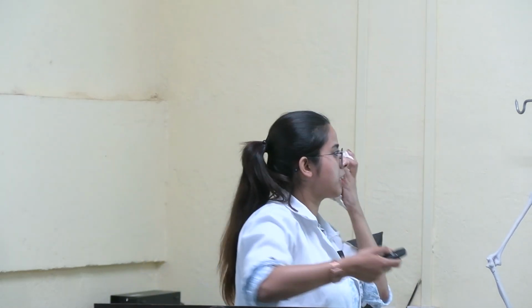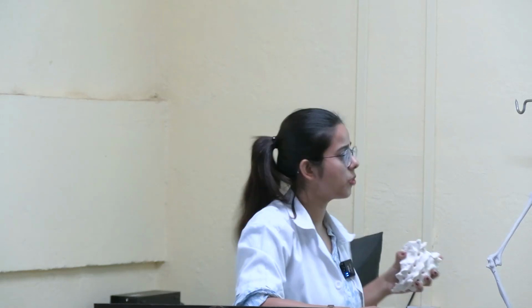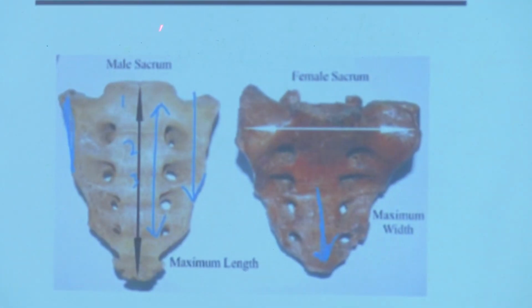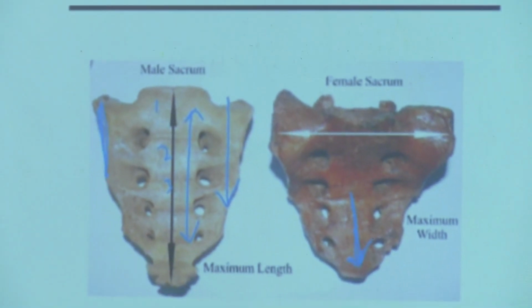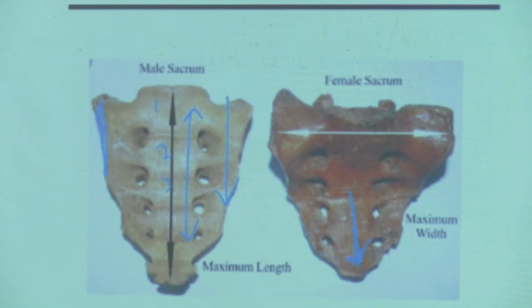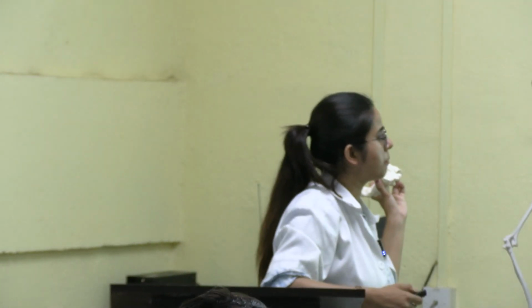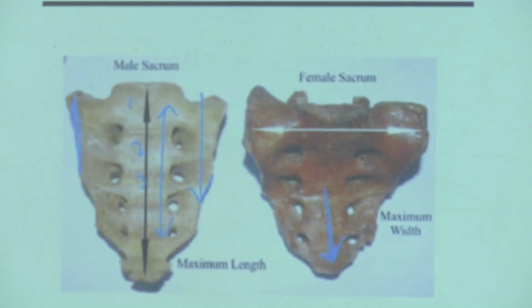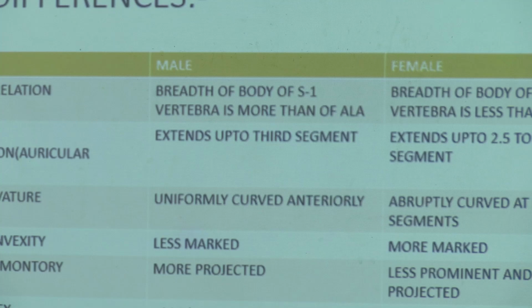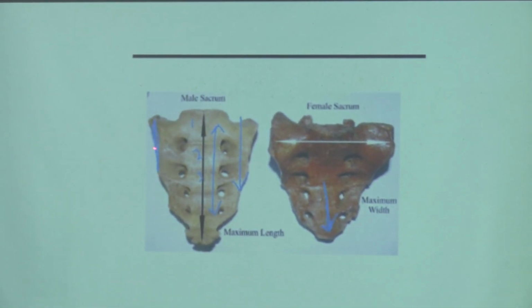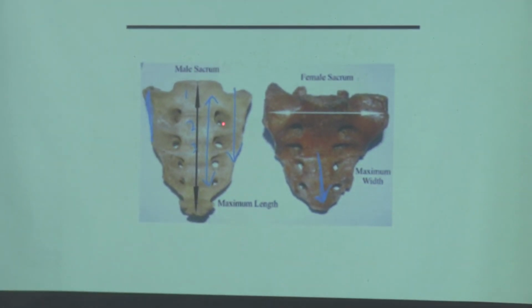Now the male sacrum and female sacrum are different from each other. This is the male sacrum and this is the female sacrum. In the male sacrum, this is the body, and these are the ala. If we take the breadth of the body, it will be more than the ala, but in case of the female it is opposite. And you can see the sacroiliac articulation. In the male sacrum it extends till the third sacral vertebra, but in the female it ends here only, about 2.5 to 3 sacral vertebrae.